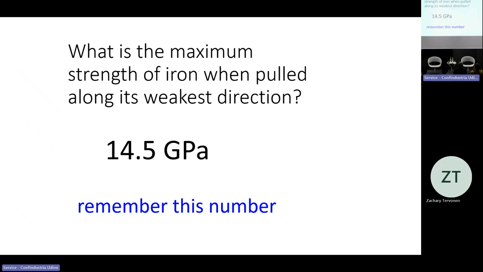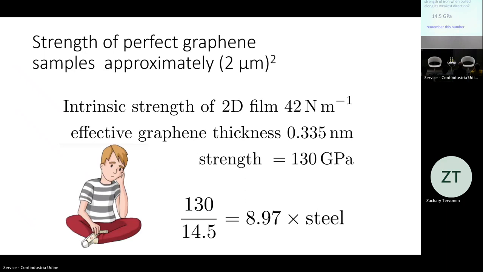So the maximum measured strength of steel is 14.5 gigapascals when it is about 2 micrometers in size. So if I take the claimed strength of graphene as 130 gigapascals and divide by that, it's only 9 times stronger than steel when it is very small, okay? And that is the other thing that you need to specify. You can say, okay, graphene is 9 times stronger than steel, but only when it is very small. And a child could have worked this out, right?